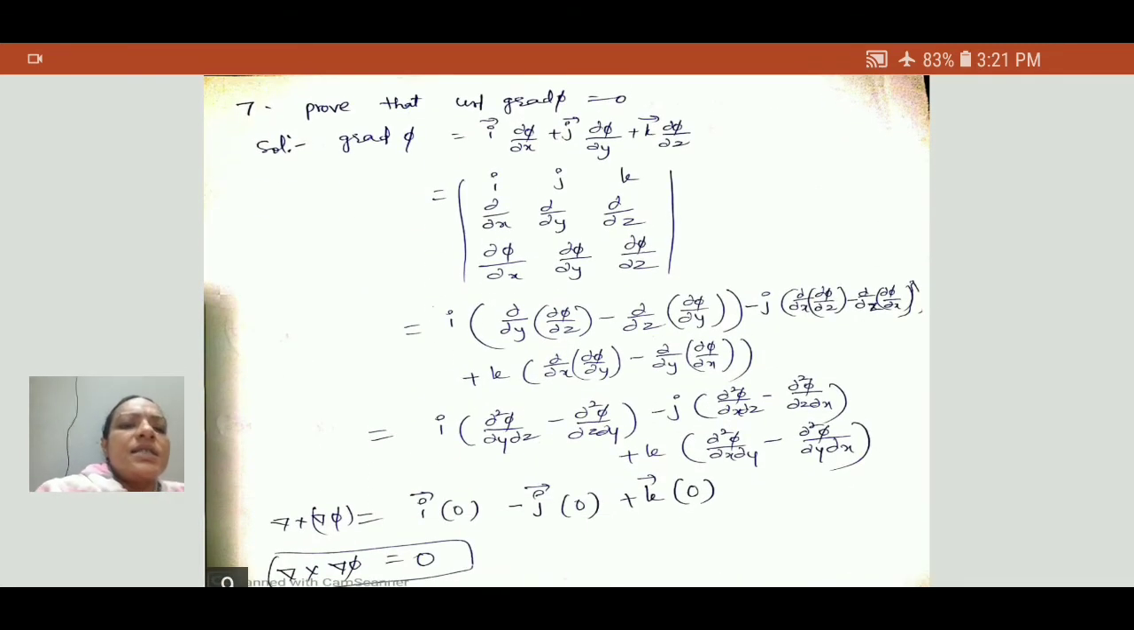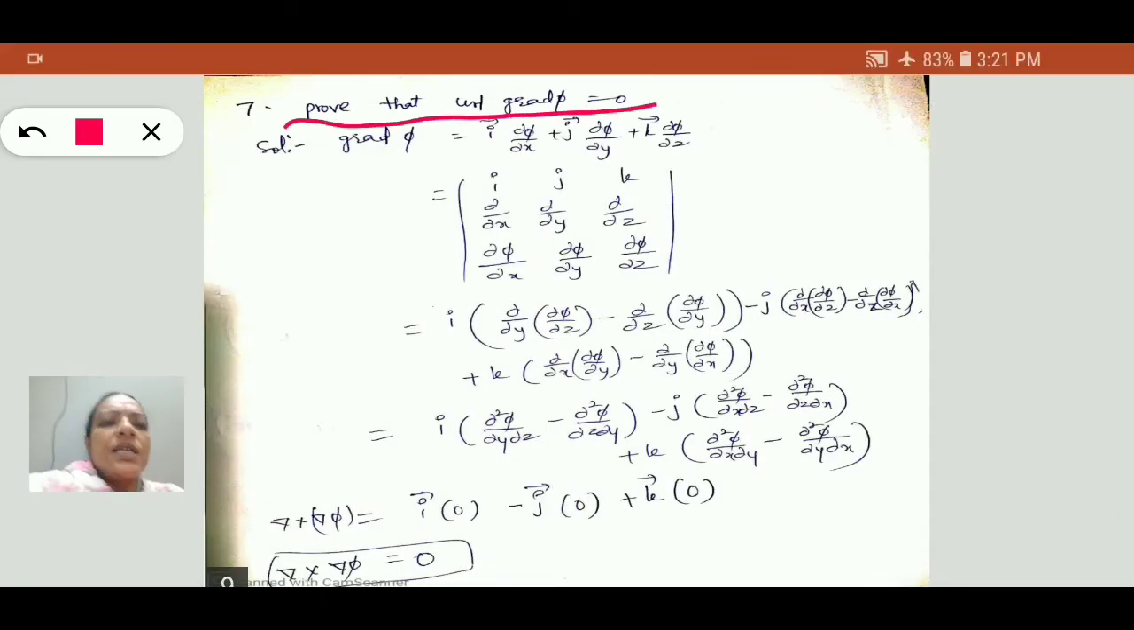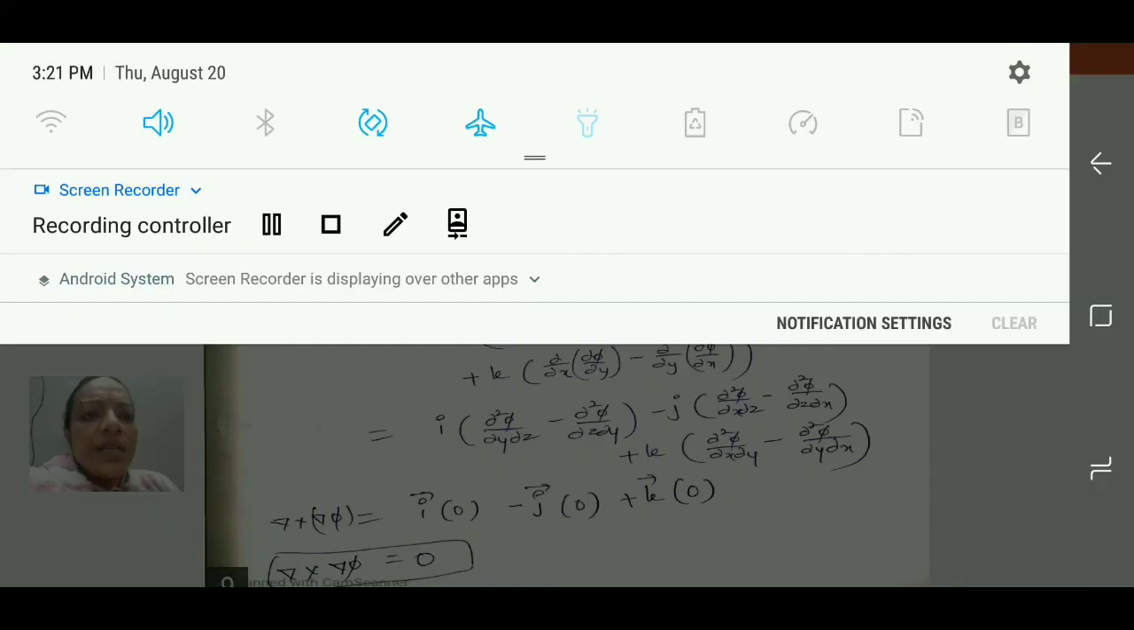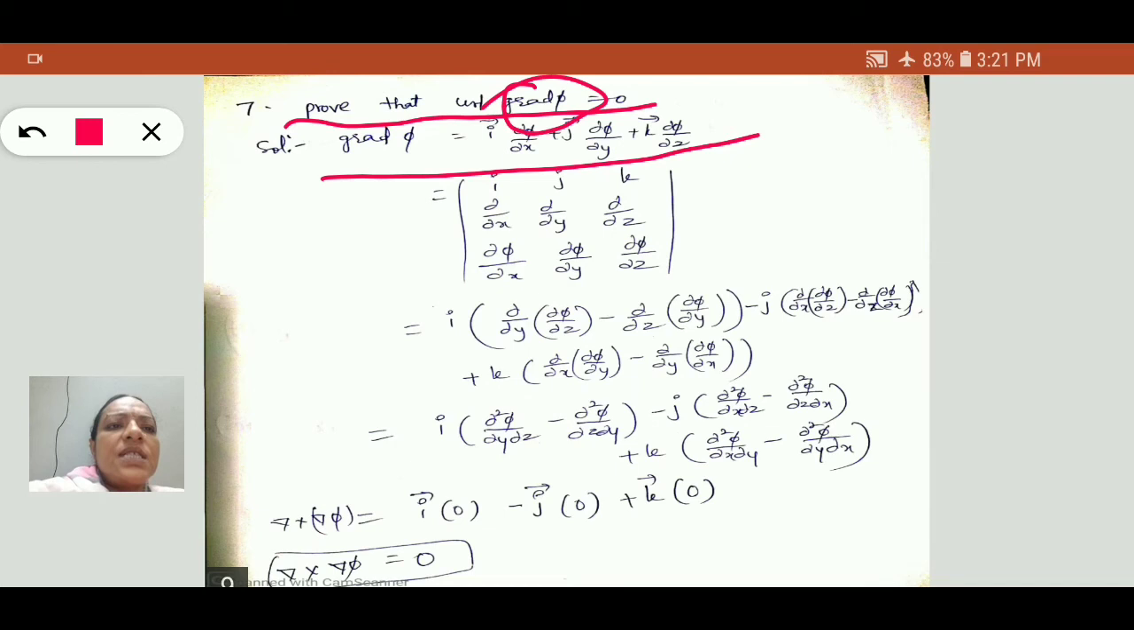Similarly, let us try to solve another problem, which is a combination of curl and gradient. Prove that curl of gradient φ is equal to 0. We know the gradient of φ is i ∂φ/∂x plus j ∂φ/∂y plus k ∂φ/∂z. Now find the curl of this gradient φ.